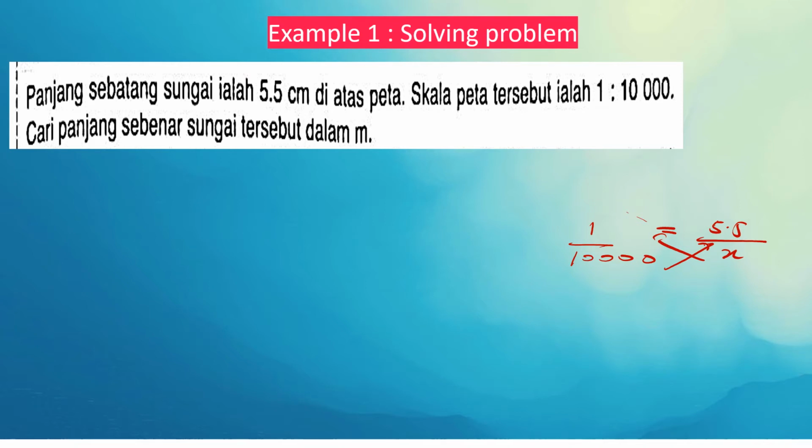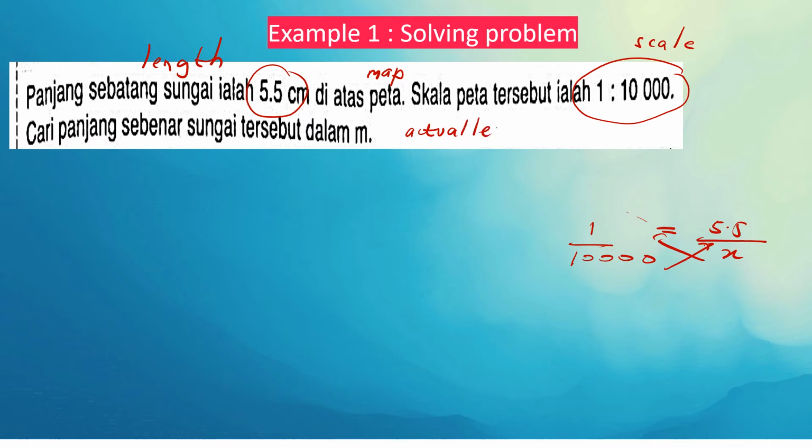So this is the example from your workbook. Sorry, it's in Malay, so let me translate for you. The first sentence is the length of a river. The length of a river is 5.5 cm on a map. And then the scale on the map is 1:10,000. So the question is, find the actual length in meters. So let's look at the solution.